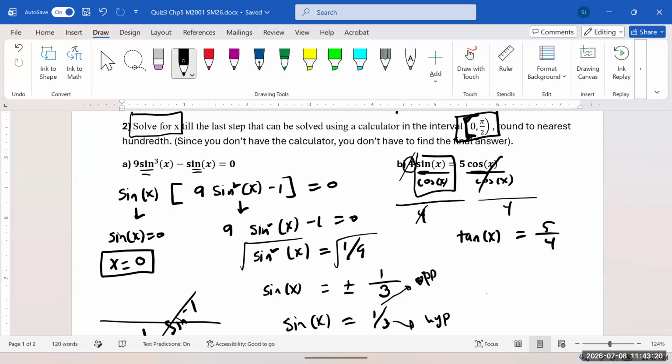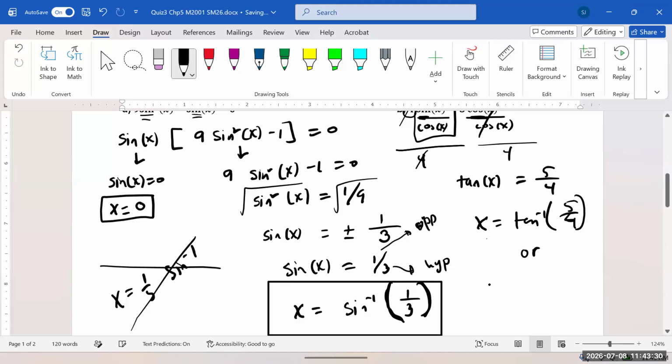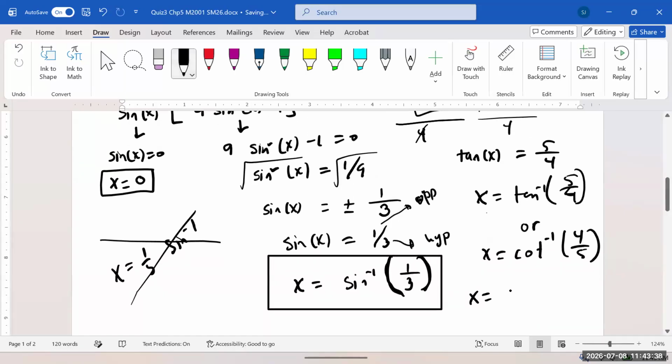Plug into the calculator until you get the same result. So our x will be tangent inverse of 5/4 or cotangent inverse of 4/5. And what do you have? X equals cosine what, Marco? Cosine inverse of 4 over square root of 41. Okay. See, do you have the same result for these?